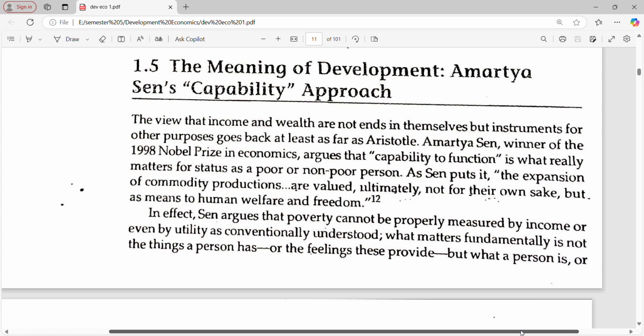Sen argues that poverty is not just about low income or utility, but about a lack of capability to function fully in society. What truly matters is what a person can do with the resources available to them, not just what they possess. Okay.